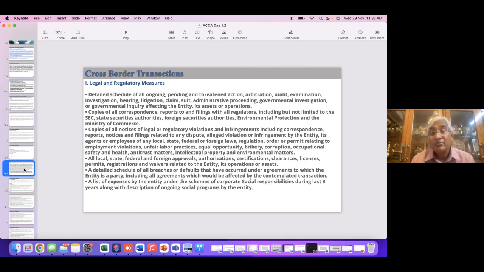Governmental investigation, sometimes government bodies ask for proper filing of documents so that the government itself can take care, through investigation, whether the legality or legal clauses are being protected or observed in the course of such transactions. Sometimes a governmental inquiry happens affecting the entity's assets and operations. So these are in detail the various steps which are legal and regulatory measures.